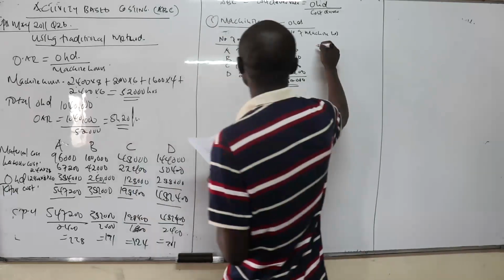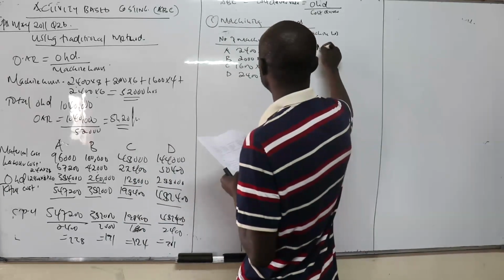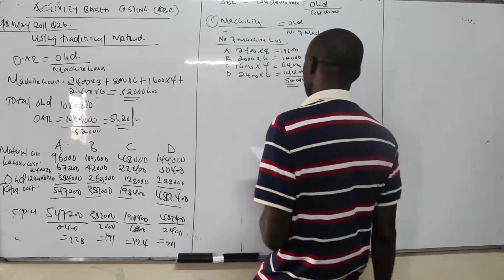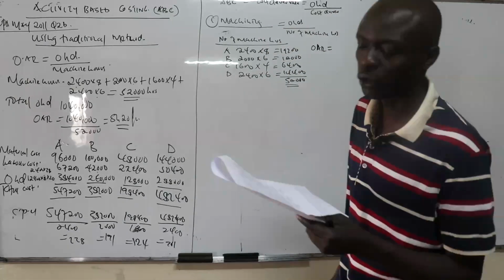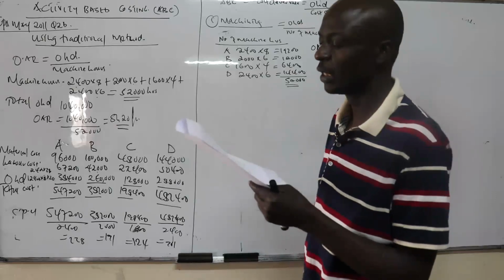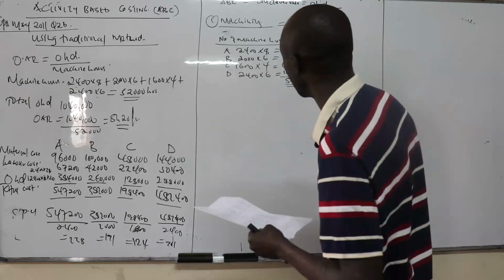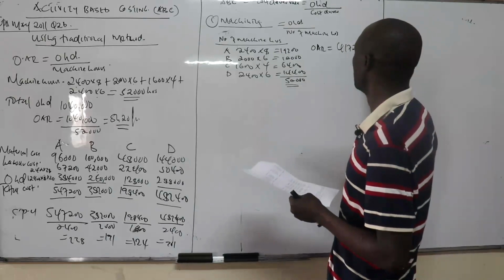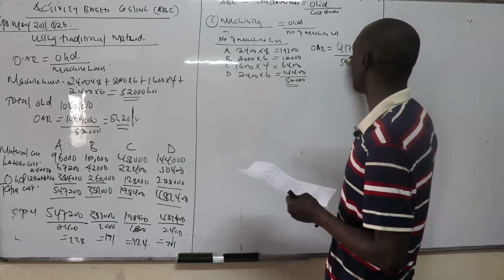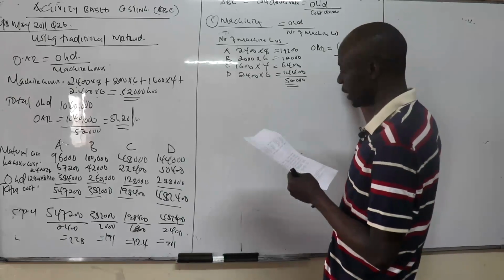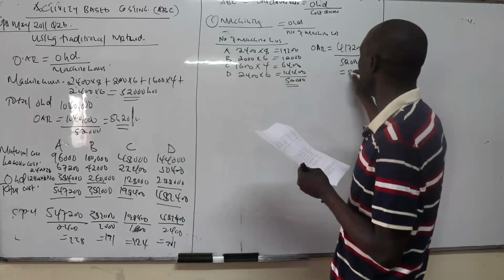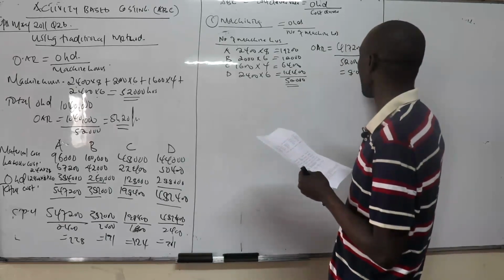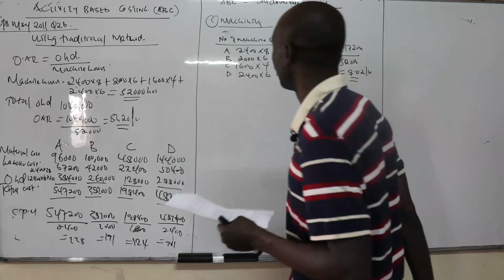So the overhead absorption rate: the total overhead for machining is 417,200 according to note number 5. You divide 417,200 by 52,000. Which is going to be how much? 8.02 per hour. So that is the first activity.